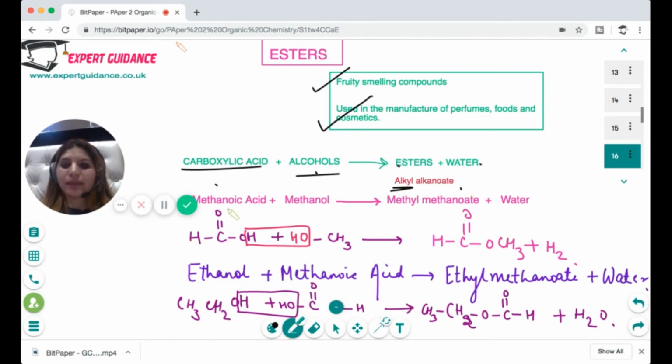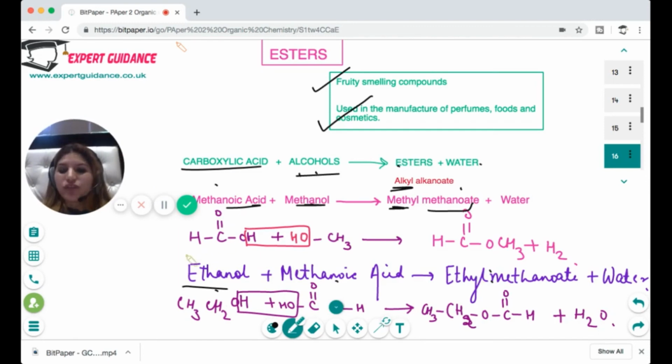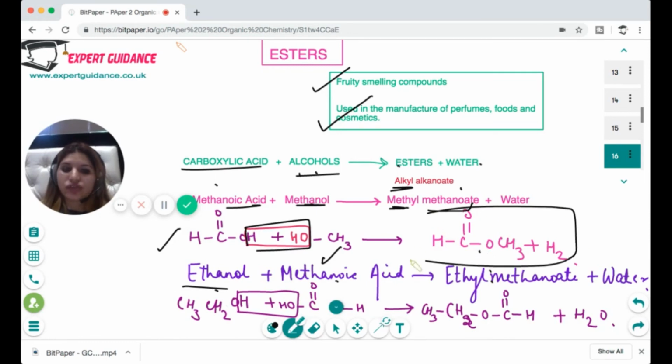So, for example, if you take methanoic acid and methanol, the alcohol becomes alkyl, so that is methyl, and the carboxylic acid, methanoic acid, becomes methanoate. In the same way, ethanol plus methanoic acid: the alcohol becomes yl, so that is ethyl, and methanoic acid becomes methanoate, plus water. And to write its reaction, you will write the methanoic acid and methanol facing each other, remove the molecule of water, and whatever is left, join it together. Similarly, ethanol and methanoic acid, join them together, whatever is left after removing the water, that will be your ester.